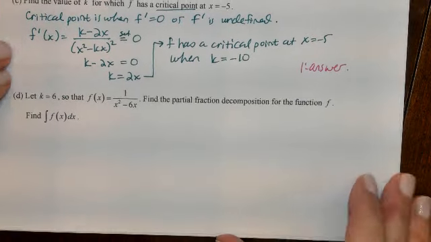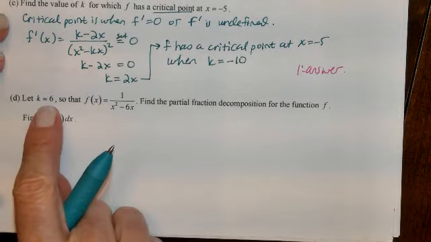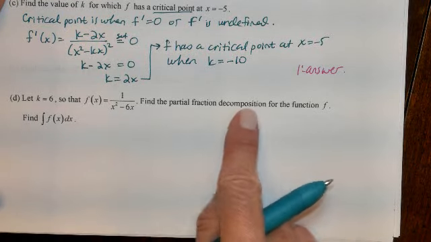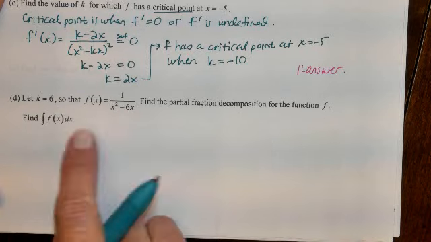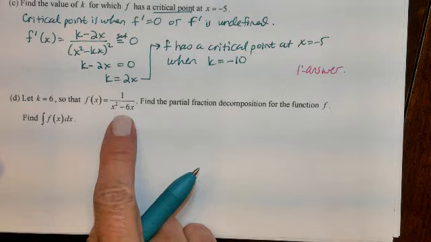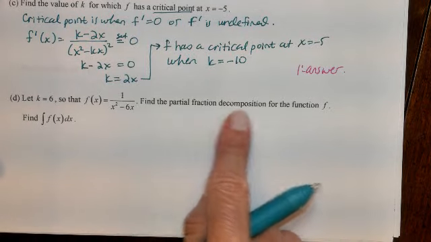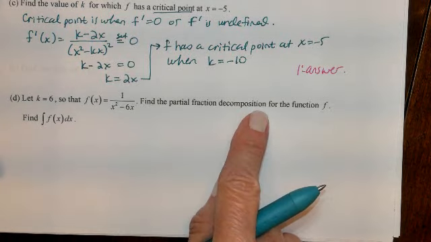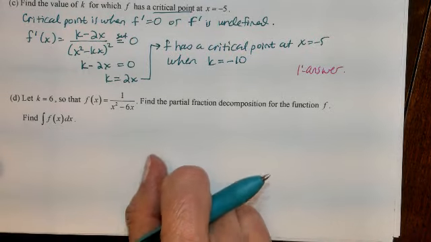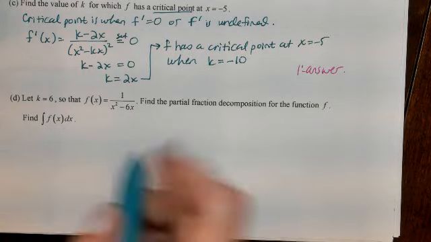Part D. Let k equal 6. So now this is our f. Okay, first of all, find the partial fraction decomposition of f, and then find the integral of it, the antiderivative. So it's nice that they said find the partial fraction decomposition, because that's what you would have to do to find this antiderivative. So that was kind of nice of them.